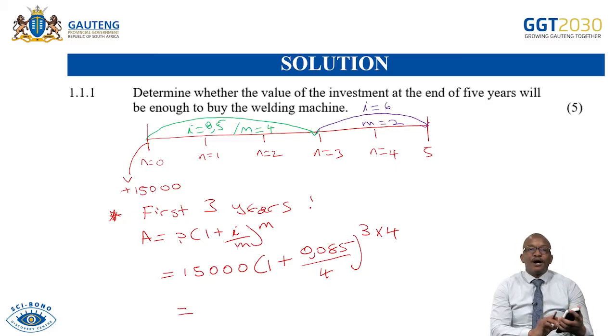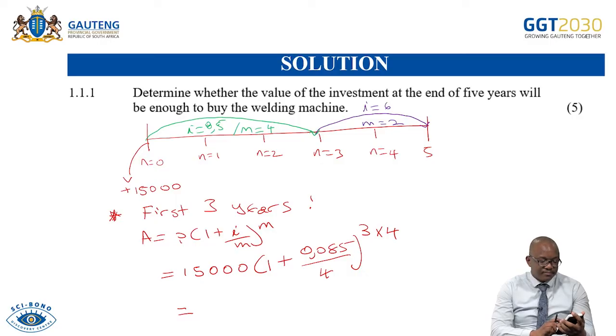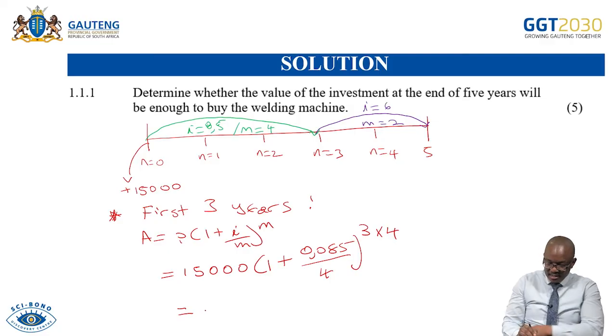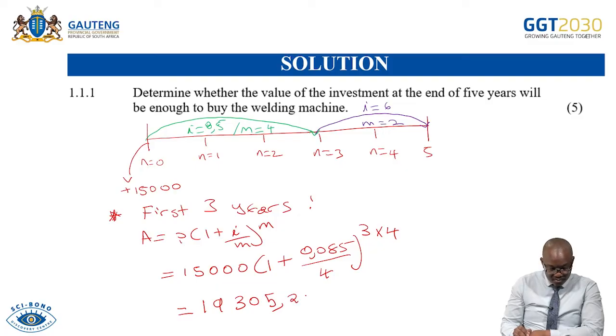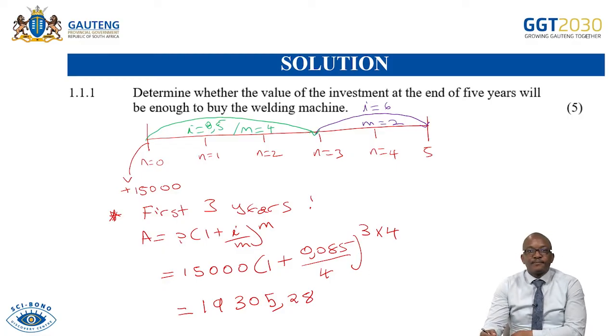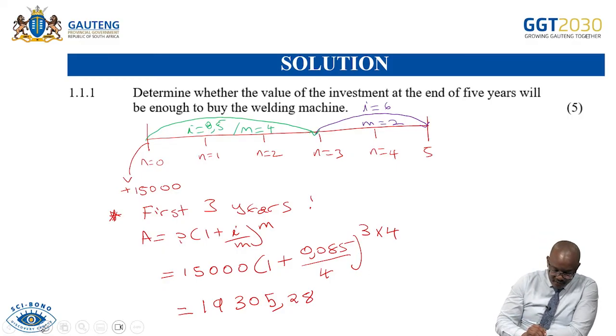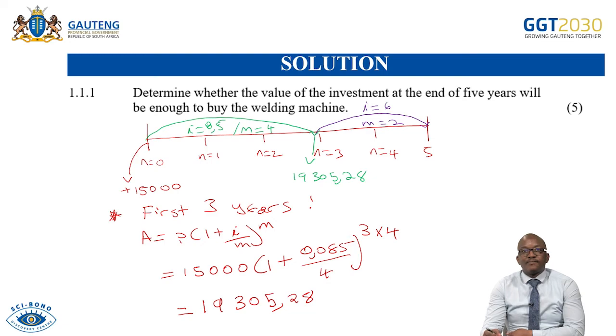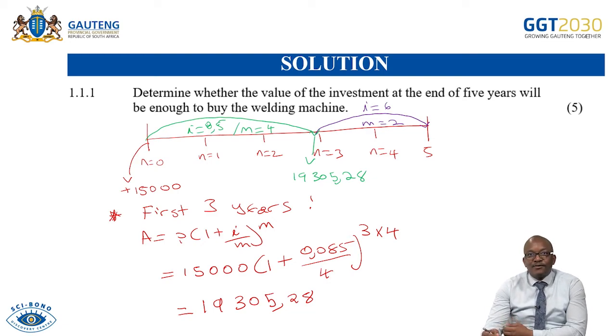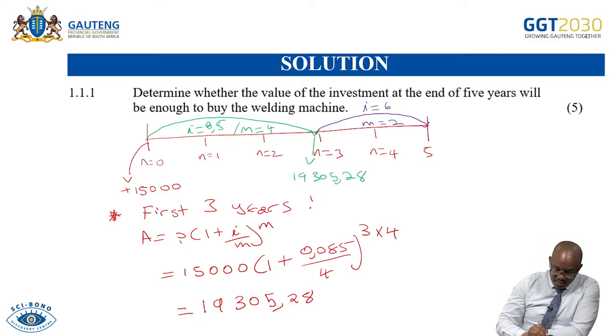So now we want to know what is our amount there. If you say 15,000 into 1 plus 0,085 all over 4 to the power of 3 multiplied by 4. So the amount of money that you are going to get there is 19,305 rand, comma 28 cent. Correct? Now it means for the first 3 years, the amount is going to be 19,305,28 cent. That is the amount that we are having at the end of the 3rd year. Correct? So now, what is happening now?